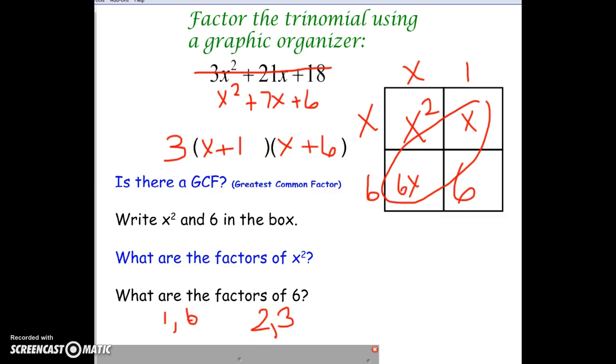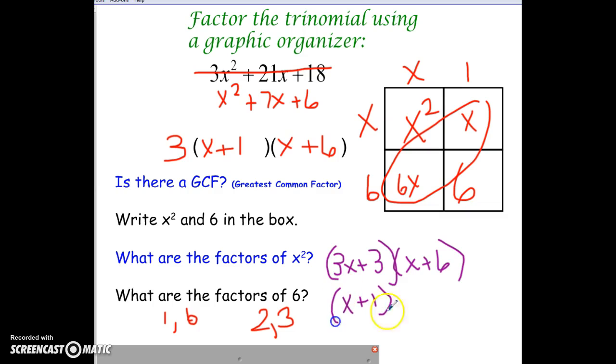Now, because we know how to distribute, something that would be equivalent to this would be 3x plus 3 times x plus 6. That would be equivalent. I just distribute it to the first set. I could distribute it to the second set and say x plus 1 times 3x plus 18. And that would also be equivalent. So if you didn't factor out the 3 from the beginning, you would have gotten one of these two as your factors.